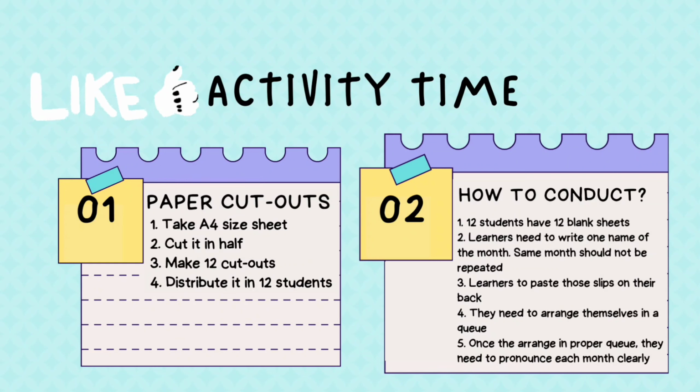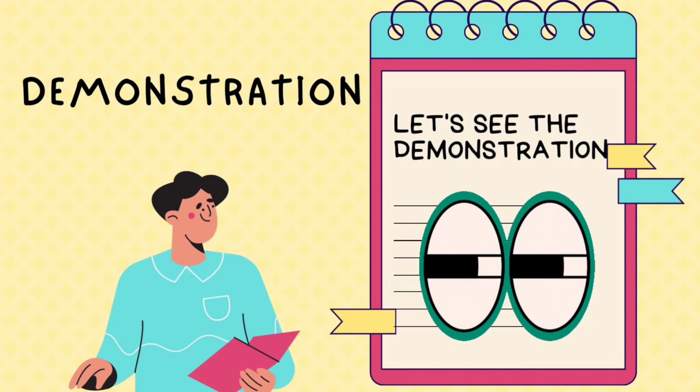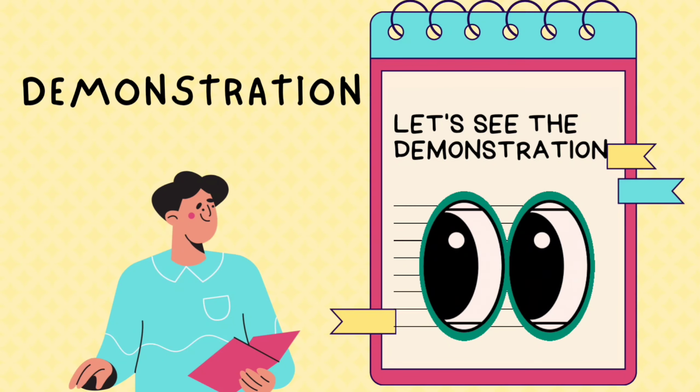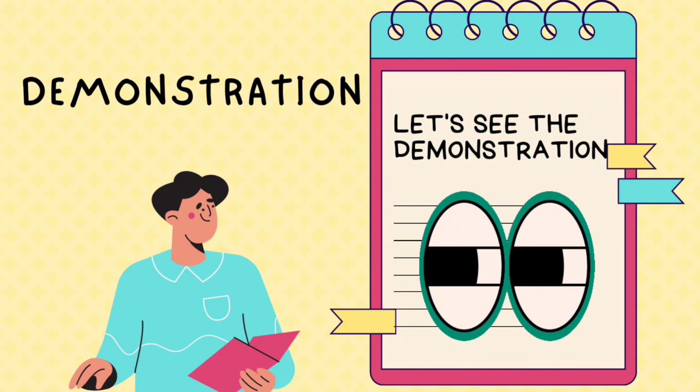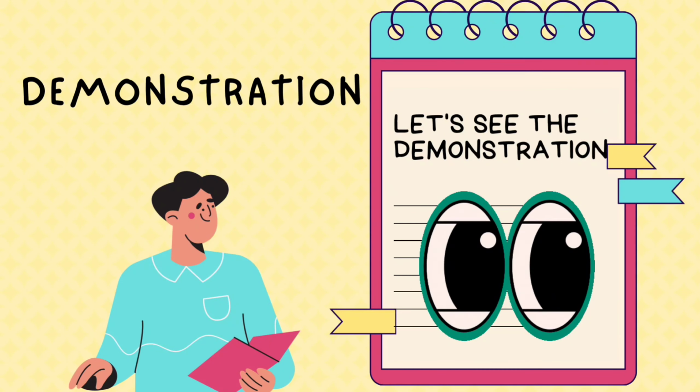Then they need to arrange themselves in a queue, like a line, and after that one by one they are going to pronounce the words. They will arrange themselves as per the sequence and then they are going to pronounce. Now let's see the demonstration. The demonstration is going to be an interesting one, so don't forget to watch this till the end.